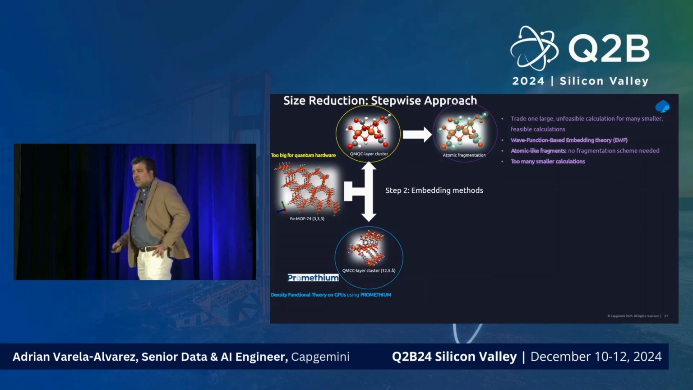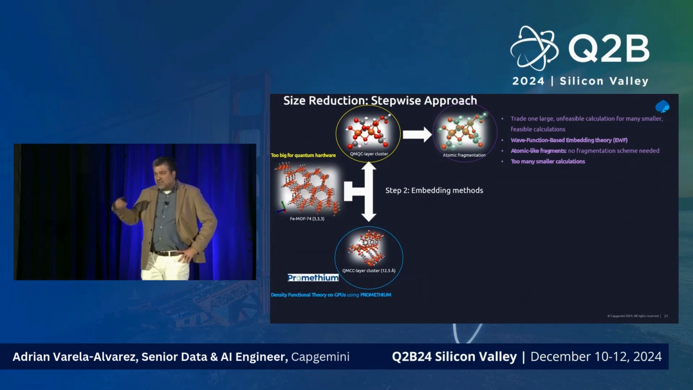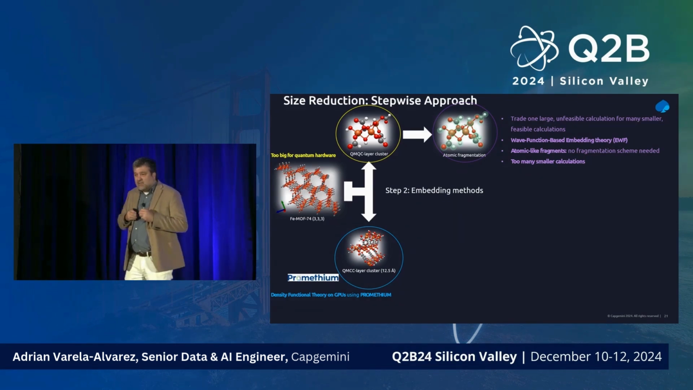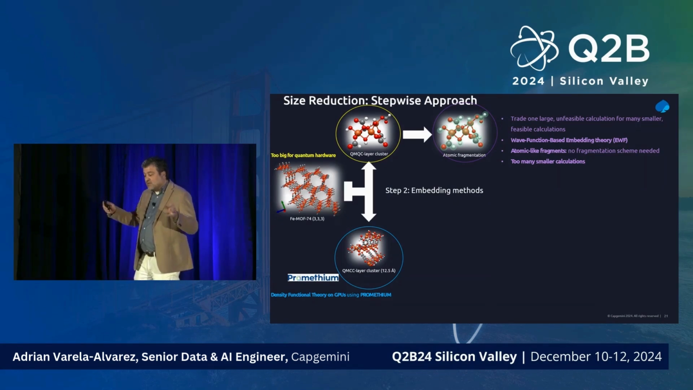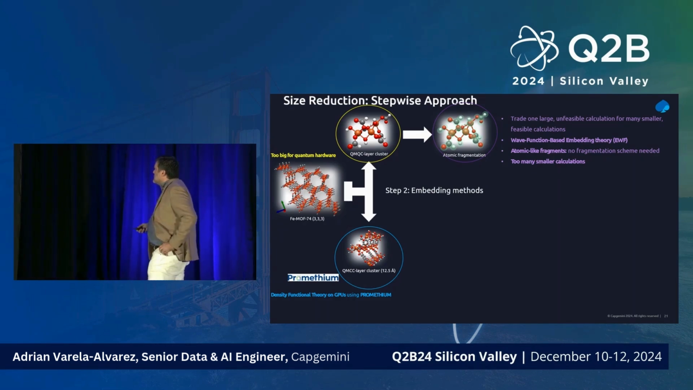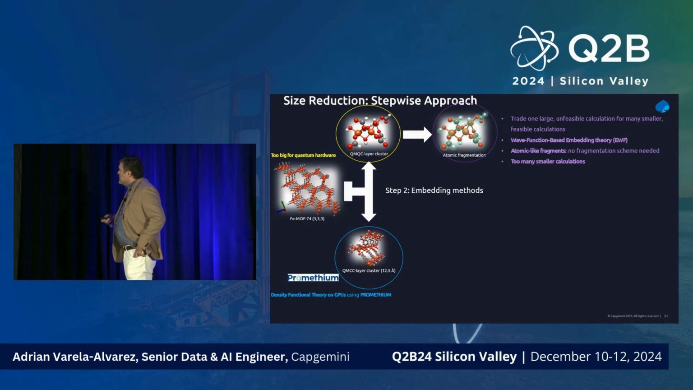In this case, we decided that we wanted to apply an embedding methodology. An embedding methodology doesn't physically break the system, but divides your large calculation into a series of smaller calculations on fragments, and then from those fragments, you can reconstruct the energy of the cluster that you are interested in. In this case, we're going to use the embedded wave function theory, EWF.